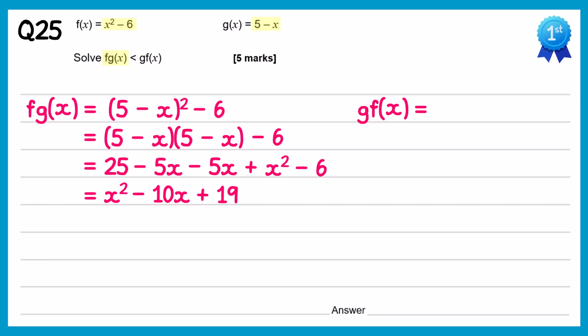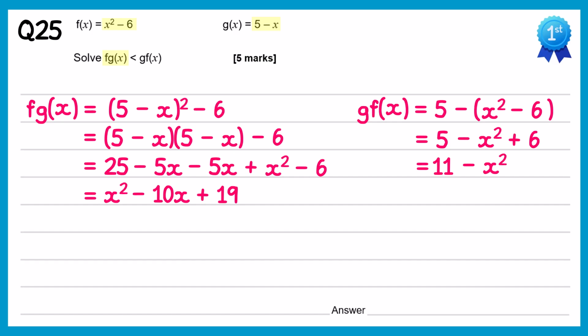We start by writing the g function, but replace the x with a bracket, and then insert the f function into that bracket. So the g function is 5 minus x, so that's 5 minus a bracket. And inside that bracket goes the whole f function, which is x squared minus 6. This is equal to 5. Now you can imagine this whole bracket is times by negative 1, so negative 1 times x squared is negative x squared, but negative 1 times negative 6 is positive 6. To simplify this, we add the 5 and 6, which is 11, so it's 11 minus x squared.